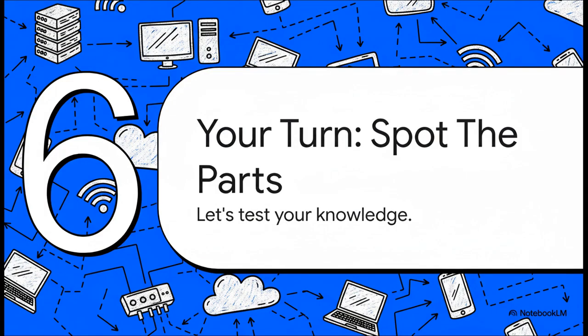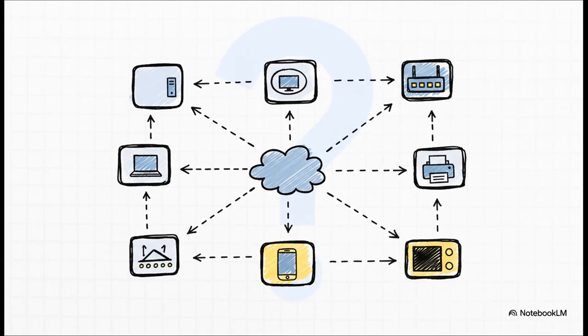And that brings us to Section 6, your turn. It's time for a quick challenge to see if you can put what we've just talked about into practice. Let's see if you can spot the different parts in a real network diagram. Okay, take a look at this diagram. You can see a whole bunch of different devices all connected together. Based on what we just went over, can you tell which ones are the end devices and which ones are the intermediary devices? Go ahead and pause here if you want a second to figure it out.